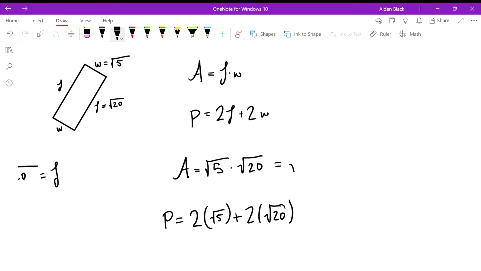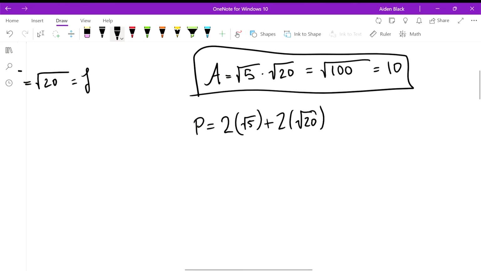So this actually simplifies when we're looking at the area. You can multiply underneath the radical there, since 5 and 20 are both under the radical and you're multiplying them. We know the square root of 100 is 10. So we know the area is 10.